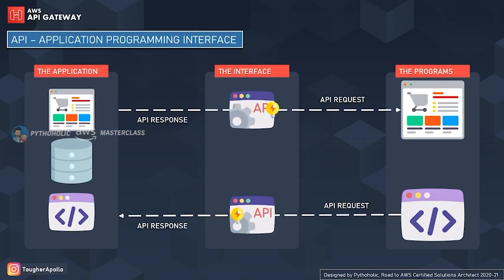For example, if you want to get the details for the number of products or prices that a certain category of product has on Amazon or any other shopping website, you need to use the APIs to access it. And those APIs will be given to the developers by Amazon itself.